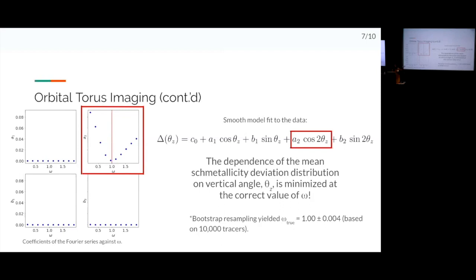It's minimized at the correct value of omega, which is approximately 1. And then bootstrap resampling 12 times gave me a value of omega true of 1.00 plus or minus 0.004, again based on 10,000 tracers. So that was really exciting for me.